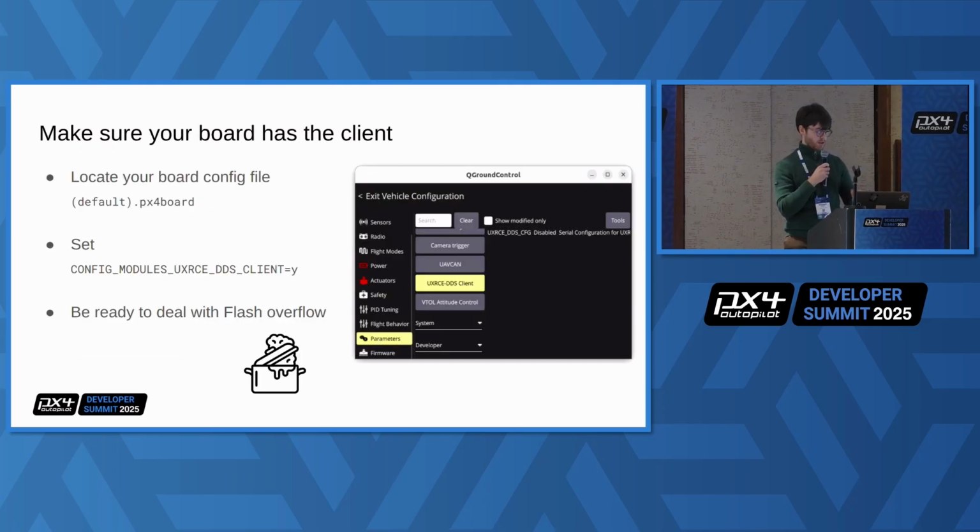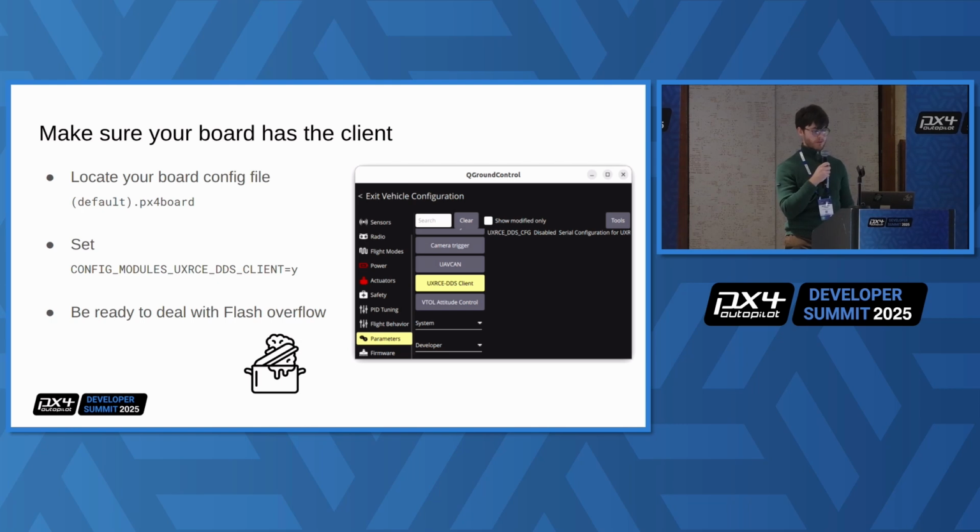Okay. So you know how to configure the client, of course. Let's see how you can actually start it. First of all, you need to have it installed in your system. Normally the client is enabled by default and built into PX4 on most boards, and you can just check to see if the parameters exist. If they don't exist, then you can locate your board configuration file, add this to it, recompile, and then start dealing with the flash overflow, because it was probably not there before because it was overflowing the flash. So decide what you want to remove and remove that.